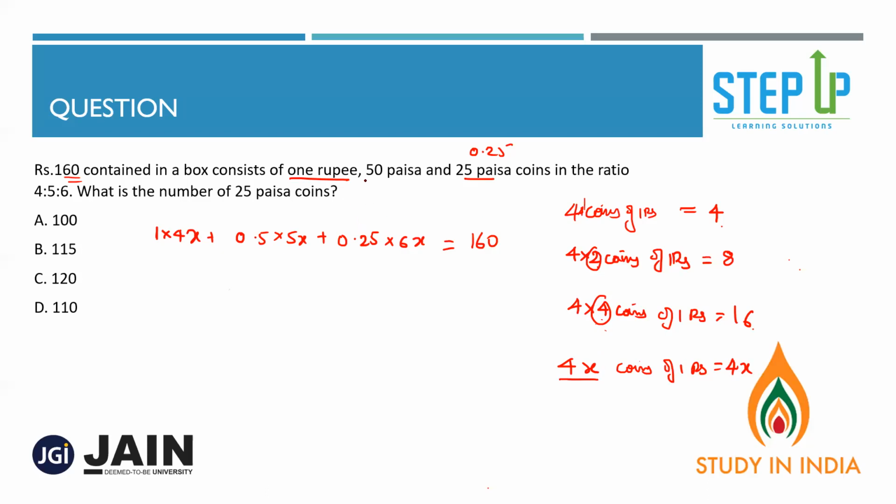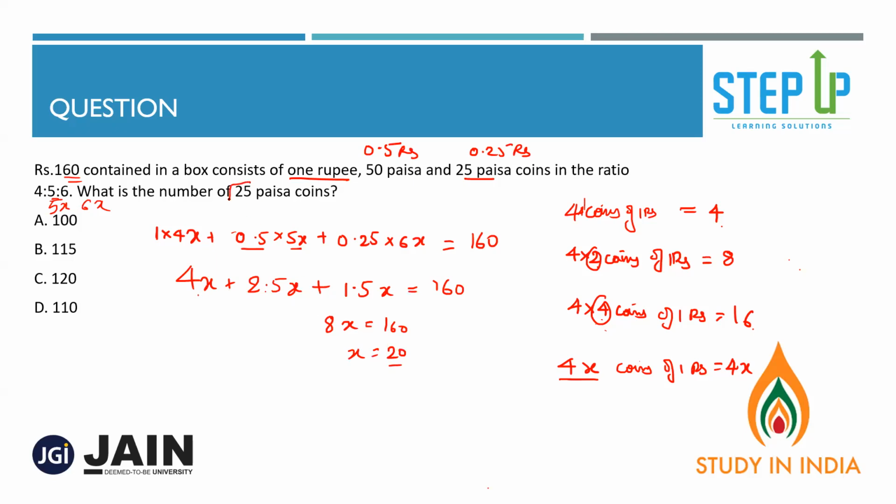Similarly, 50 paisa is nothing but 0.5 rupees, and 25 paisa is 0.25 rupees. That's why we are taking 5x coins of 0.5 rupees, as I don't know how many coins are there. And 6x coins of 0.25 rupees, and the total comprises 160 rupees. So this is 4x plus this is 2.5x. Awesome. And 0.25 into 6 will be 1.5x. So 2.5 plus 1.5 is 4, 4x is equal to 160. X is equal to 40.